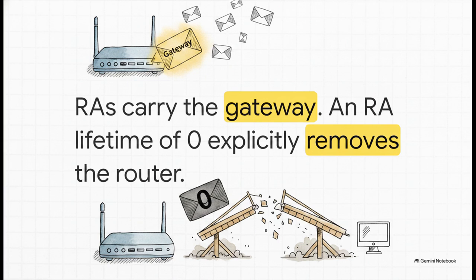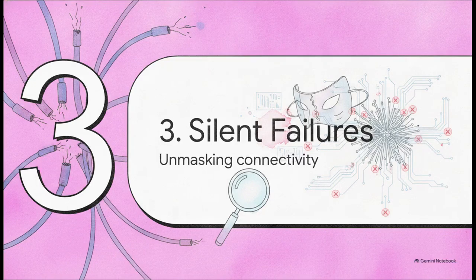So if a device drops its default route silently, it usually means your RAs are either being blocked by a misconfigured switch, or a router is sending an RA with a lifetime of 0, which intentionally tells the client to just immediately drop the route. All right, Section 3, Unmasking Silent Connectivity Failures.